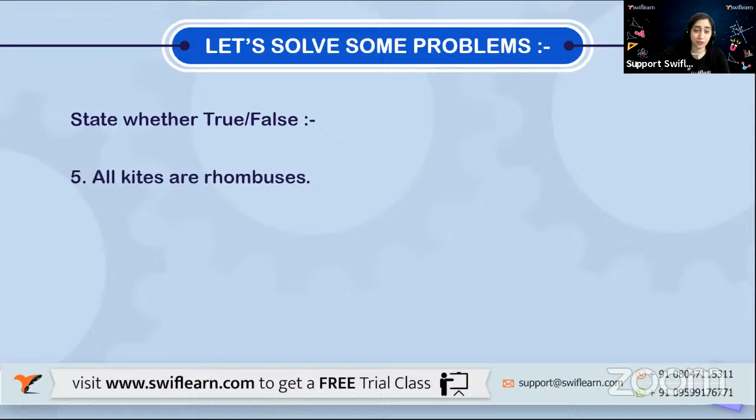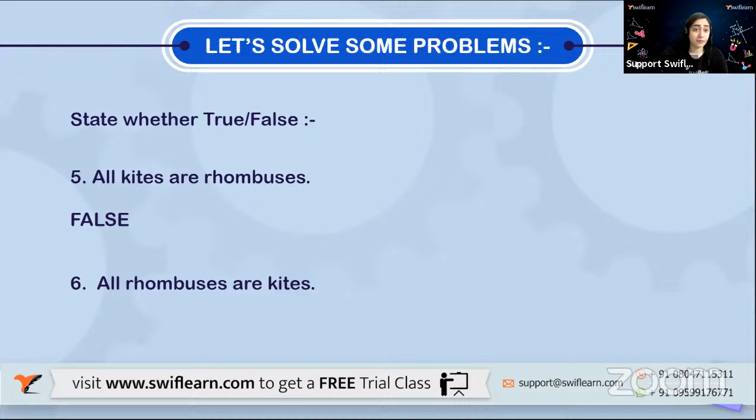Okay, moving on to the fifth question, it says all kites are rhombuses. True or false? A kite has two pairs of adjacent sides equal, whereas a rhombus has all the sides equal. So will you say that all kites are rhombuses? False, right? Great.